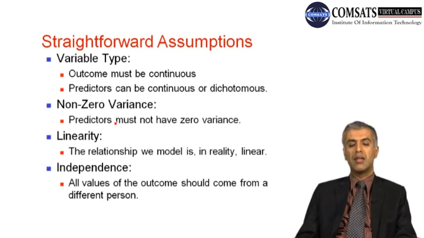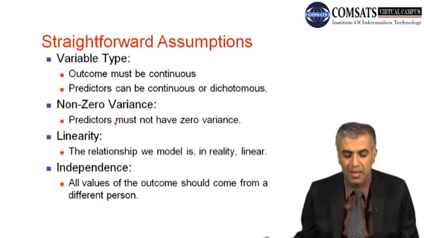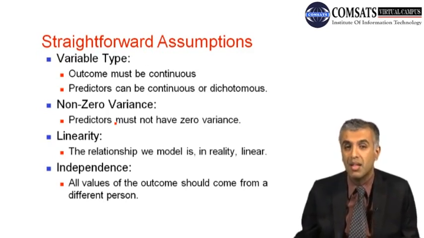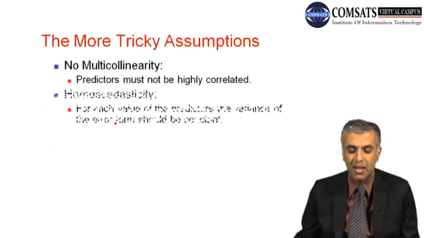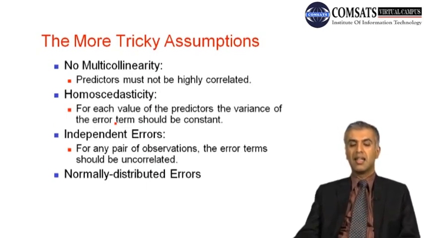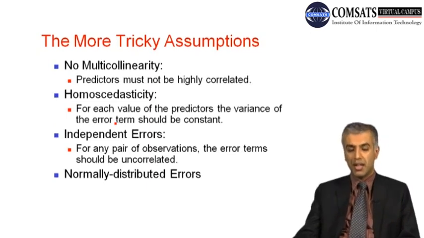So basically these are the very straightforward assumptions which you follow. One is variable type, second non-zero variance, then linearity and independence. But the thing is that they have to be tested quite meticulously through certain tools. Then there are some more technical assumptions which are related to multicollinearity, and again this relates to the fact that predictors should not be related to each other.